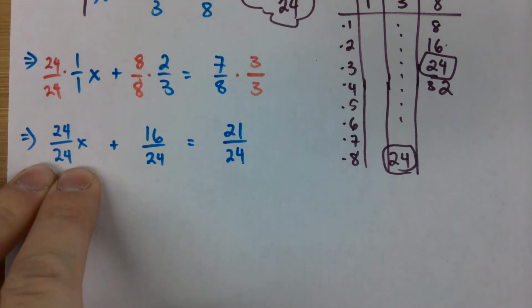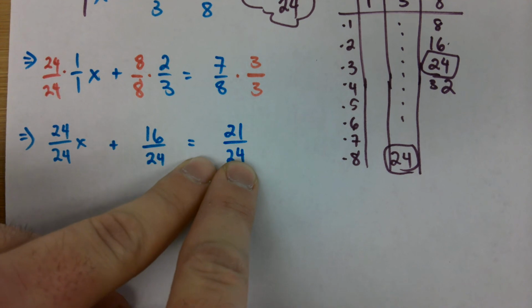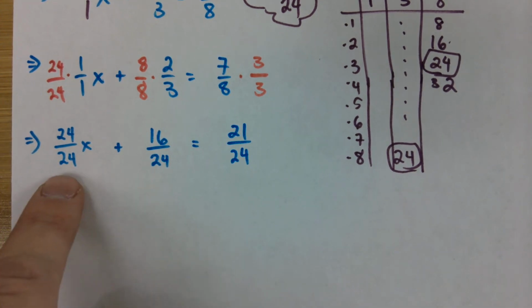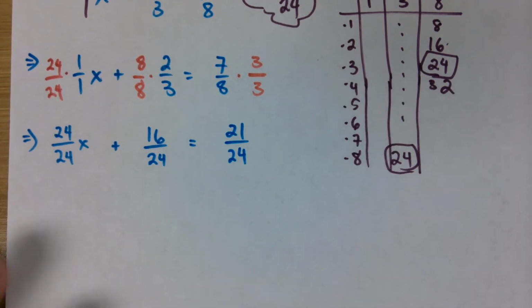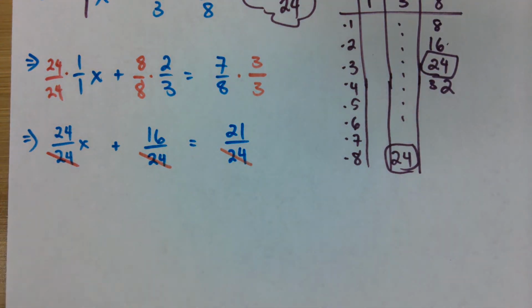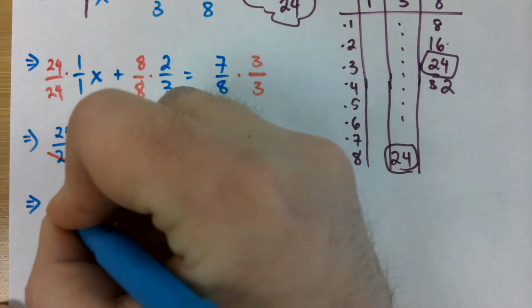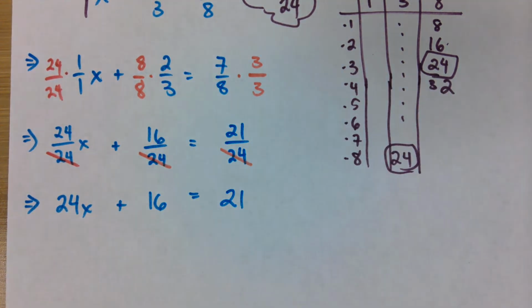We got this term here, we got this term there, and we got this term at the very end. 3 total terms. And we see that we have 3 denominators of 24. Once we see that all of our terms have the same denominator, we can go ahead and bust those fractions and cancel out our denominators, leaving us with 24x plus 16 equals 21. Give me a thumbs up if you guys see what we're doing here. Okay, good.